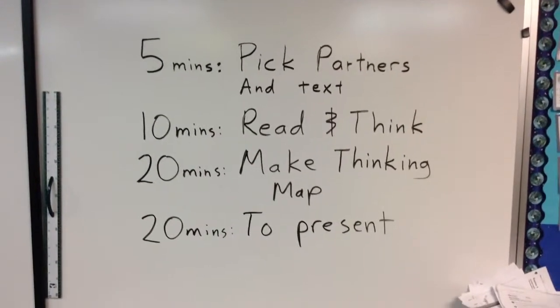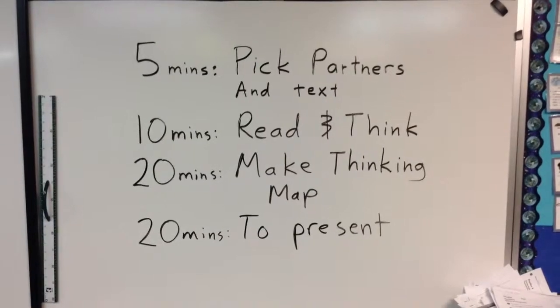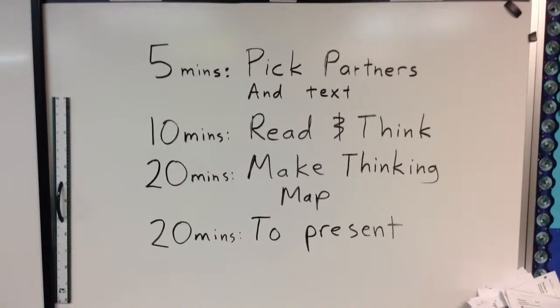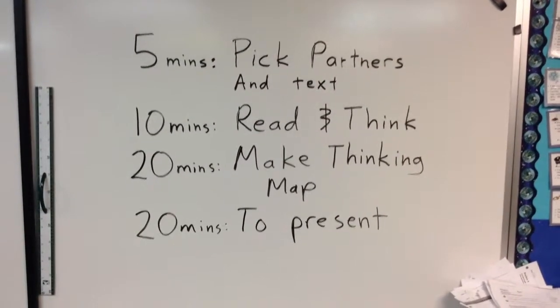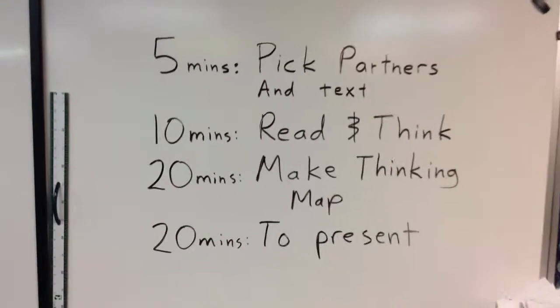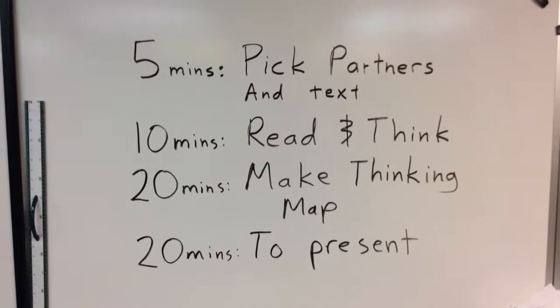You today are going to pick informational text. You're going to partner up. You're going to read the text and think about it. Try and figure out what type of informational text it is. Then you're going to make a thinking map to explain how the author organized the information and explain the information in your text. And then you're going to have a few minutes at the end to present.